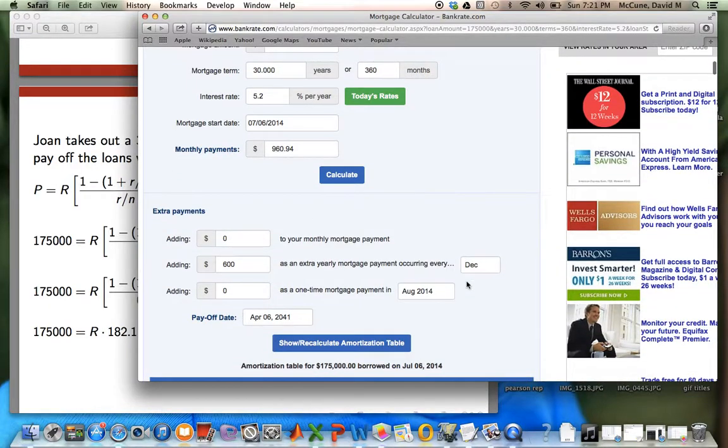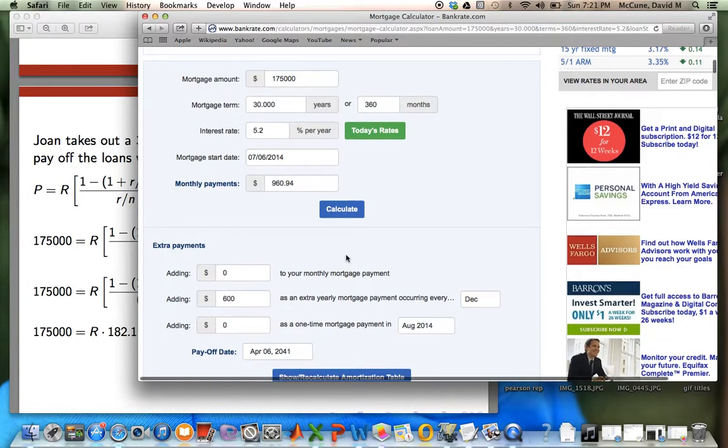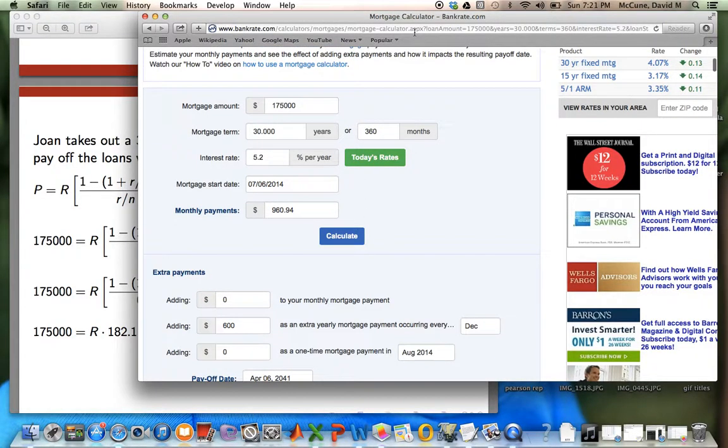In any case, when you get a loan of your own, you should sit down and play with a calculator like this and get a sense of what's going on. And you will have questions in your homework that explicitly say, use the bankrate.com calculator. And this is what you can use. So I will send you the link to this calculator for you to use in your homework. And that's the end of this lesson.